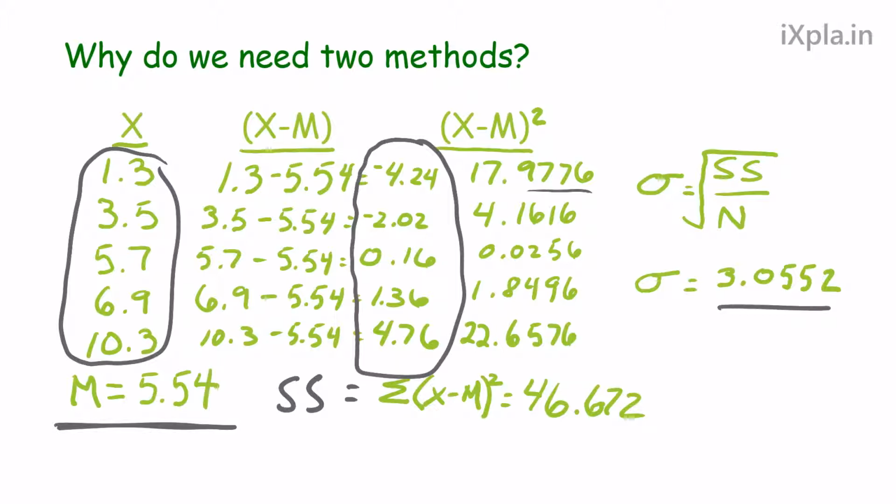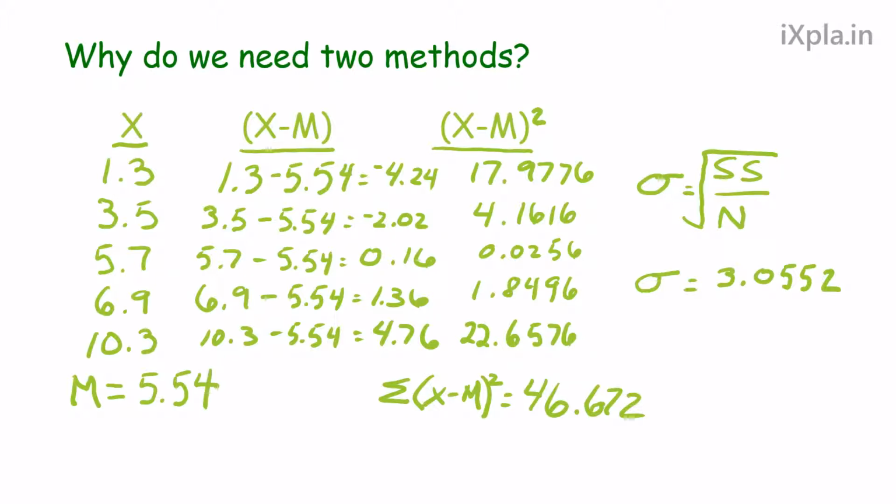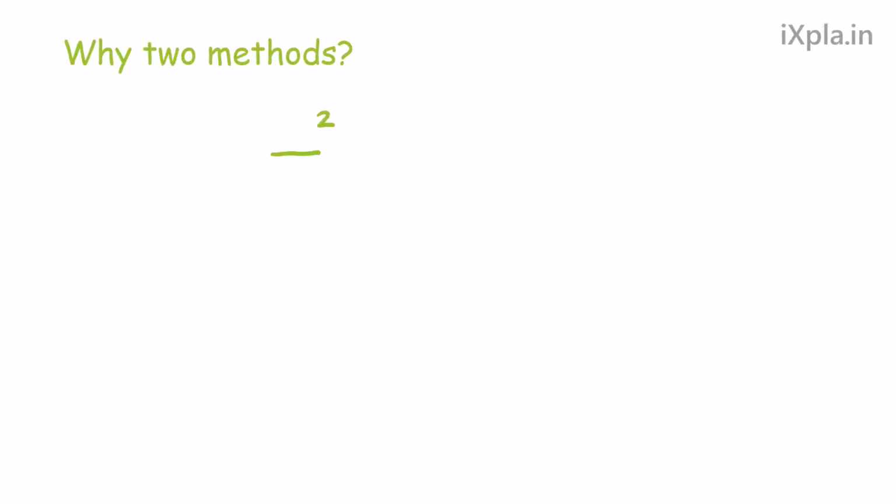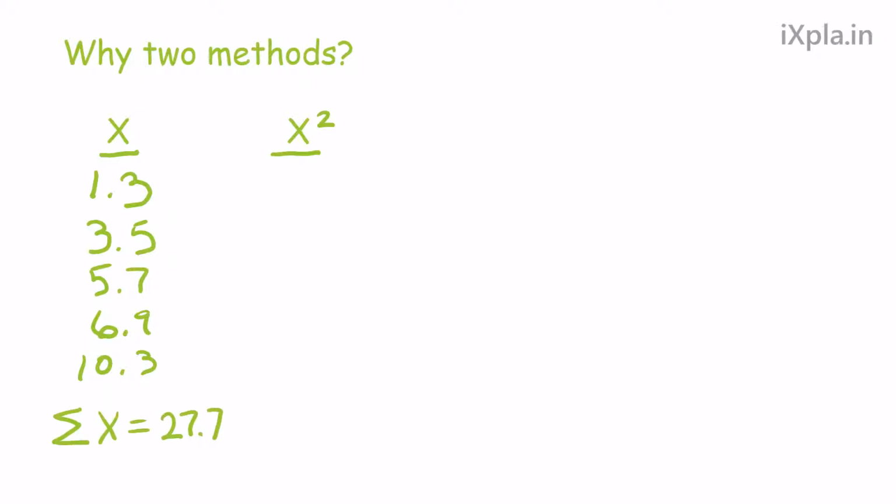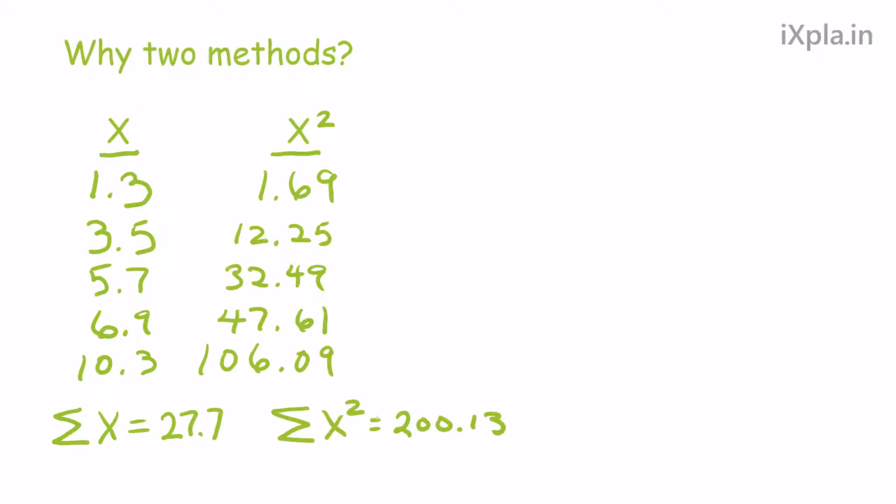Now let's see what that would be like doing this with the computational method. Here are the same sets of numbers. And the first thing I have to do is find the sum of x. The second thing I have to do is find the sum of x squared. Okay, and I've done that. And then I need to substitute those things into the equation.